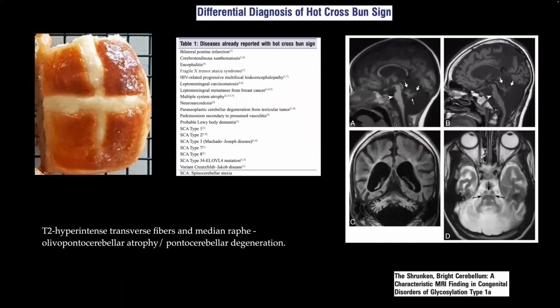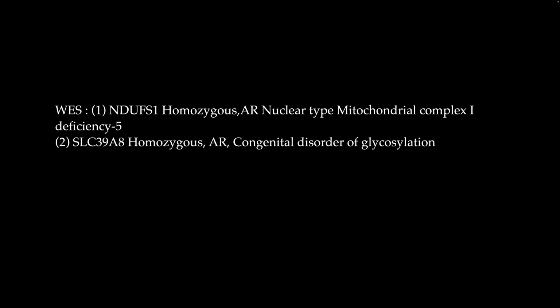This is an example of congenital disorder of glycosylation. This is from the paper of Dr. Rossi, and you can appreciate the findings are similar to our index case: cerebral atrophy with cerebellar cortex hyperintensity and the T2 hyperintensities along the transverse fibers and the median raphe nuclei. So yeah, you can go ahead with the whole exome.